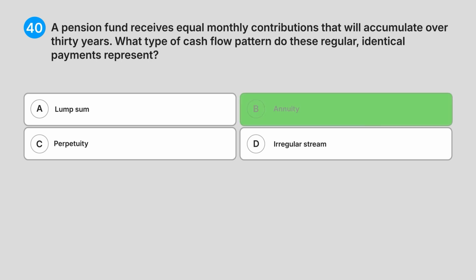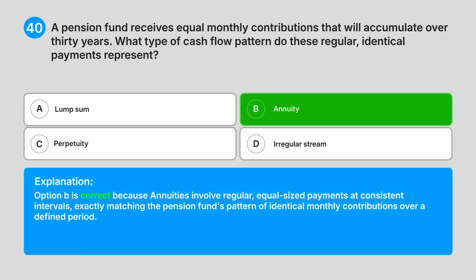Correct answer, B. Annuity. Explanation: option B is correct because annuities involve regular, equal-sized payments at consistent intervals, exactly matching the pension fund's pattern of identical monthly contributions over a defined period.